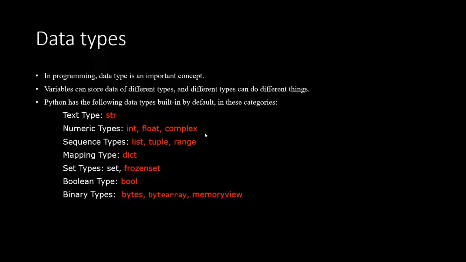Python has the following data types built in by default: text type, string; numeric types, int, float, complex; sequence types, list, tuple, range; mapping type, dictionary; set types, set and frozenset; boolean type, bool; and binary types, bytes, bytearray, memoryview. These are the data types we use in Python to store values or information in variables.